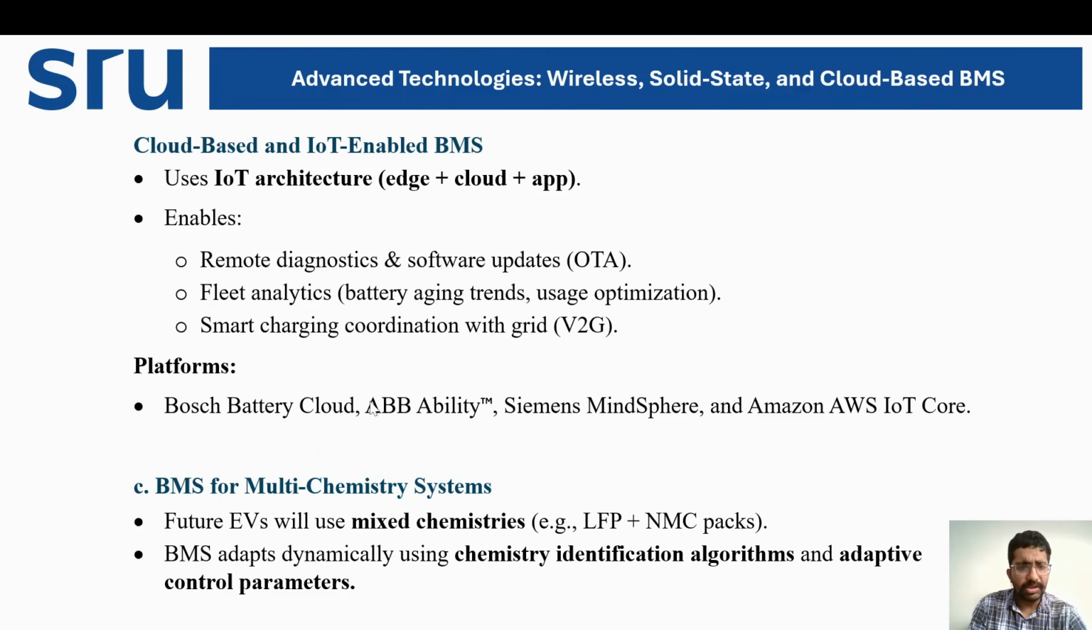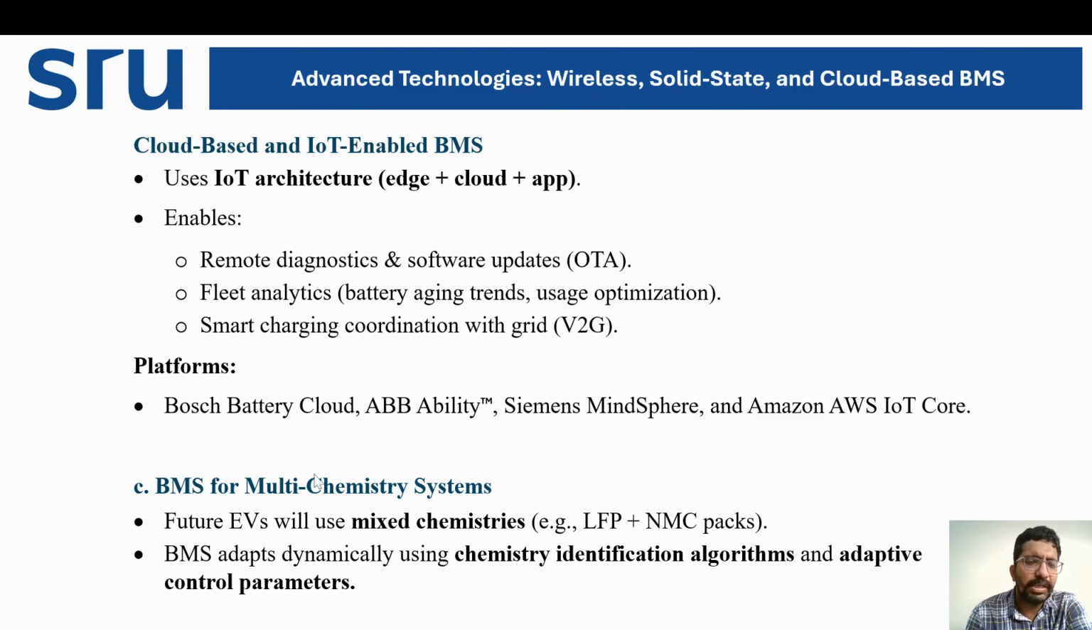Then the platforms which provide this type of cloud services are Bosch Battery Cloud, then ABB Ability, then Siemens MindSphere, then Amazon Web Services IoT Core. So these are some of the important available clouds or servers for different MNCs, where the battery is being monitored and manufactured. So these things can be done.